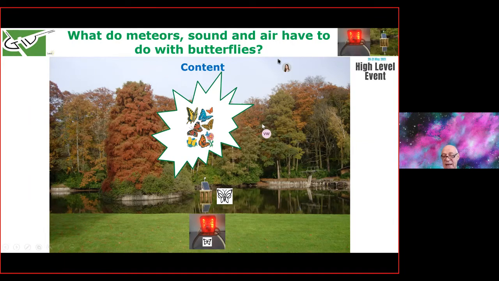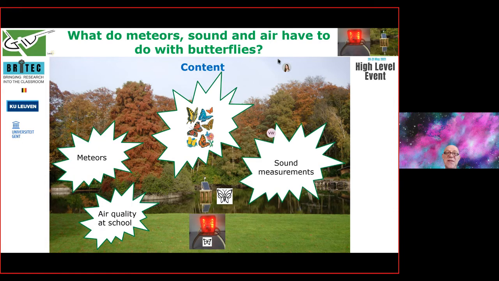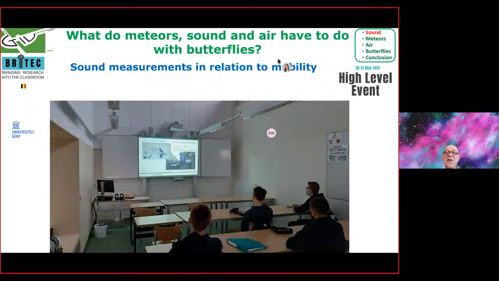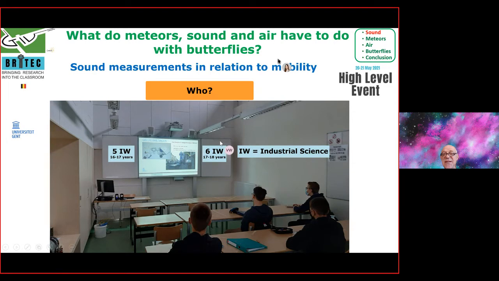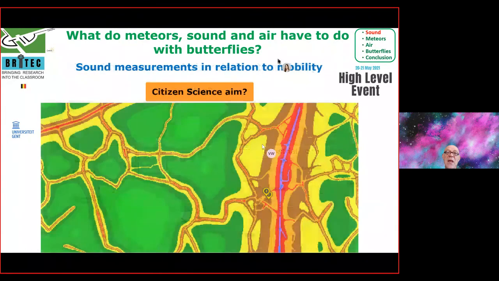So I'm going to tell you about big and little butterflies. Thanks to BRITEC Belgium, I got in touch with scientists, and we did three projects at our school, mainly sound measurements, meteors, and air quality. I'm going to start with the sound measurements in relation to mobility. I did it with the fifth and sixth industrial science. And the citizen science aim is to make more noise maps in rural areas. So the researcher wants to have more data of noise measurements at locations where our country isn't measuring at the moment.